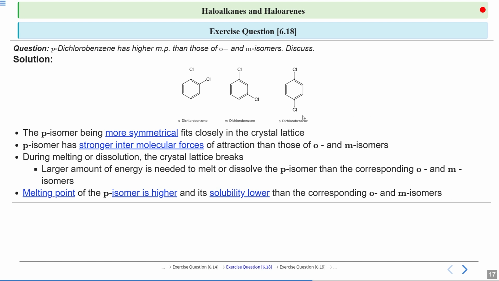Okay, so the para isomer has more symmetry, due to which you will need a larger amount of energy to melt or dissolve it, due to which the melting point of the para isomer is higher. Also, its solubility is lower compared to the ortho and the meta isomers.